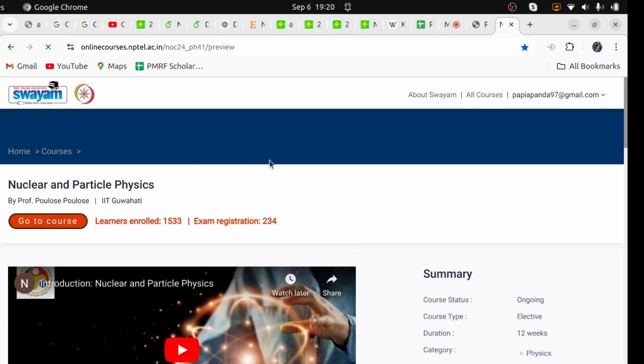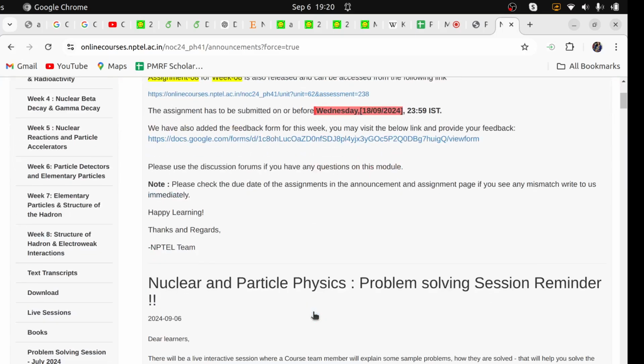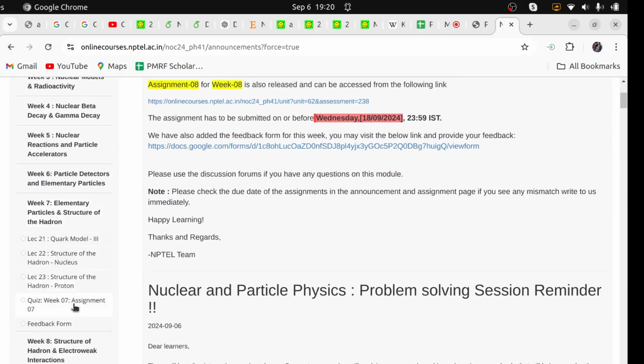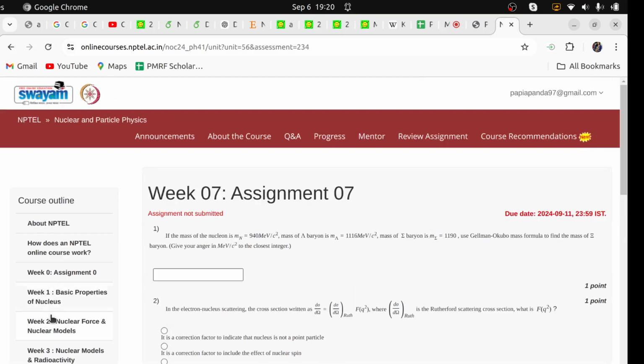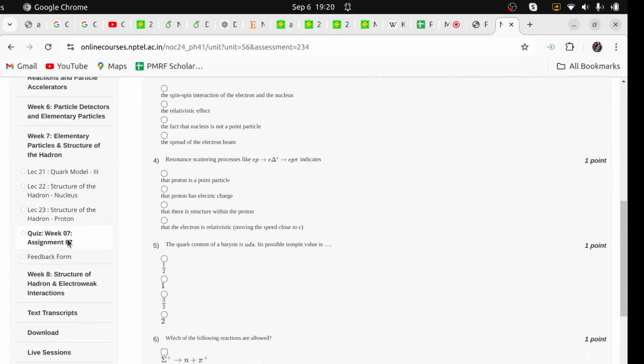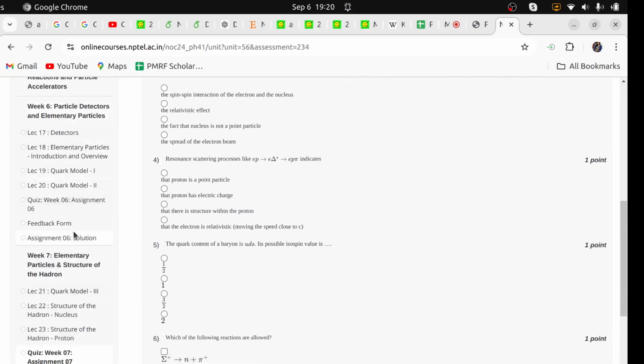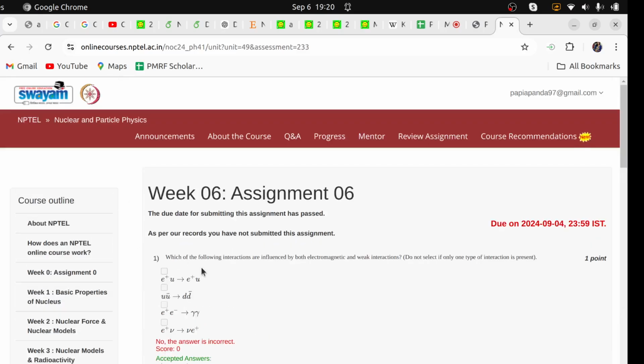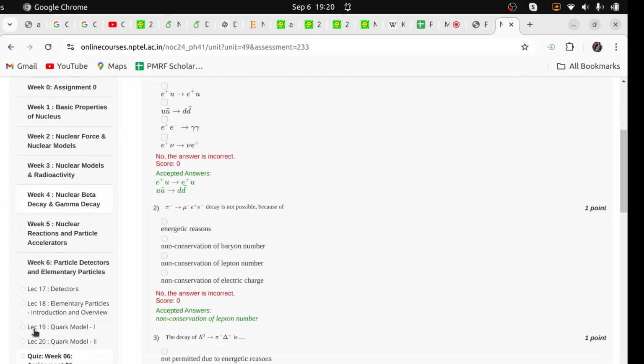Week 7 assignment. No, not week 7, week 6 assignment. Okay, I think the solution is also given there. The solution is also given, right?